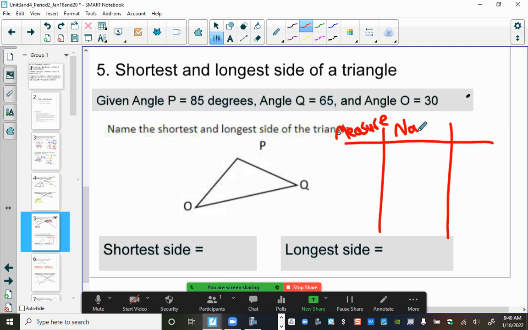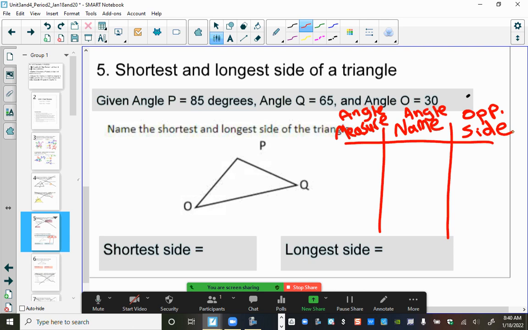You go measure, name, and then basically, since this was angle, name, and then opposite side. This is going to be easy. Here's why.